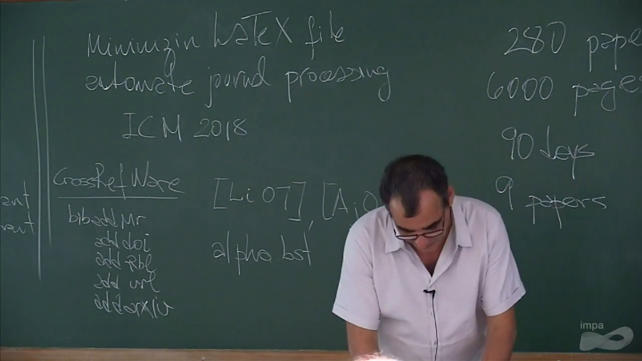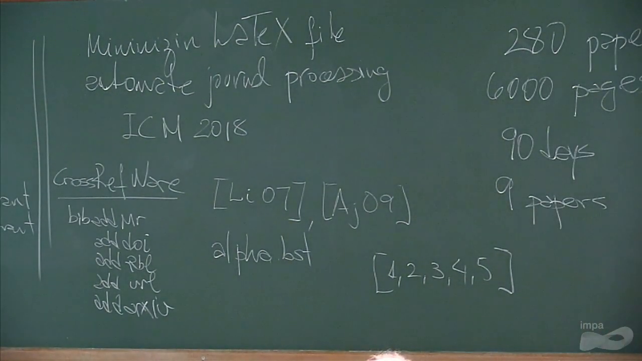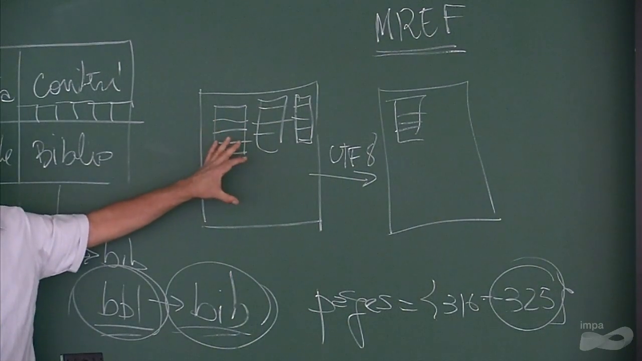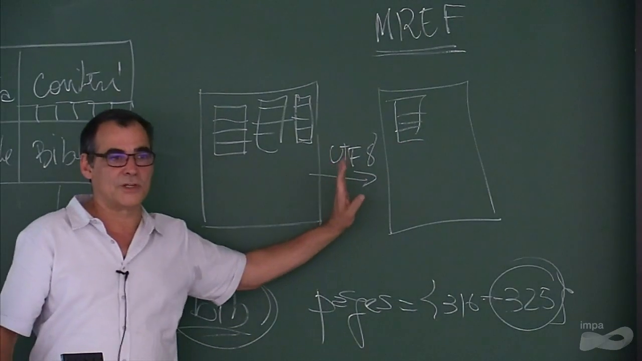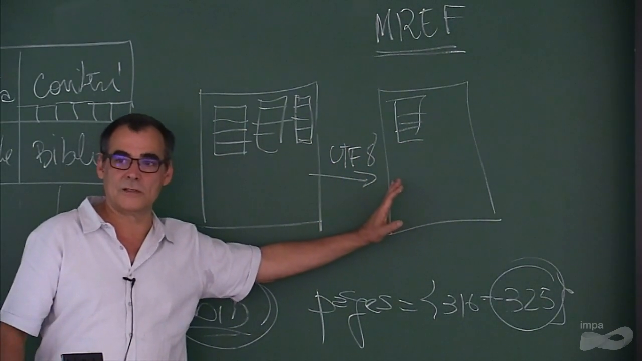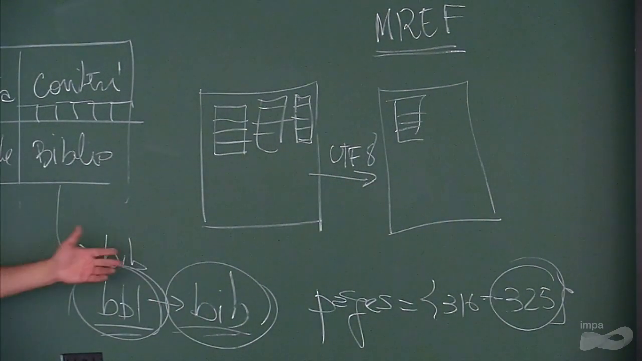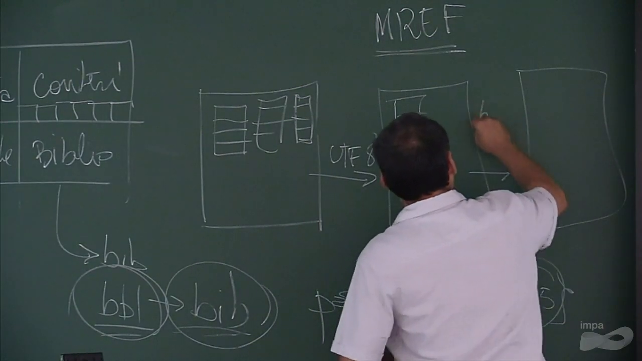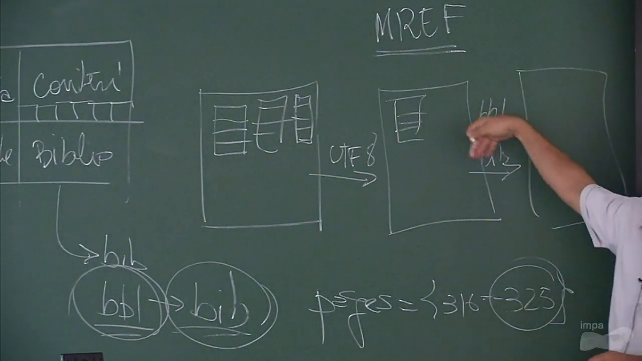basically this idea of this container, as I said, the paper stays floating in this container doing transformations which do not change the PDF file, and then you have to watch only when you go through a transformation that changes it in significant ways. So, for example, this BBL to BIB would be one of those transformations that we would have to watch.